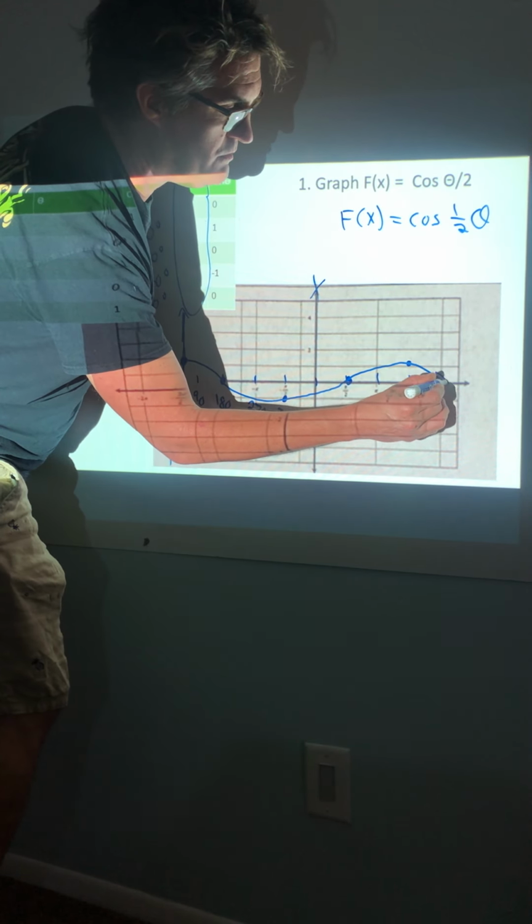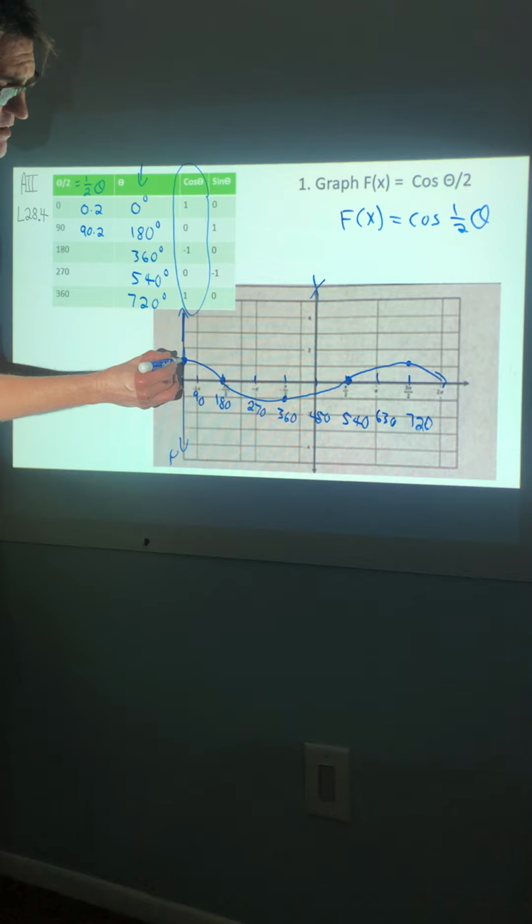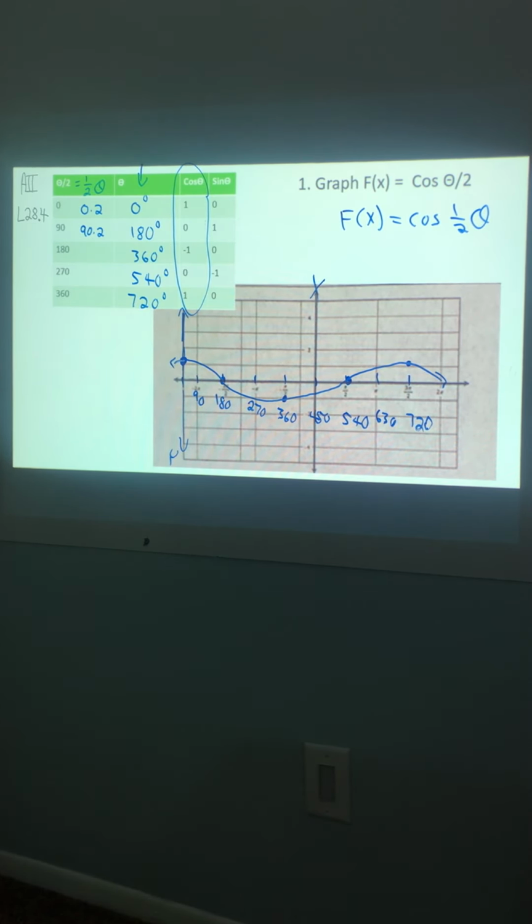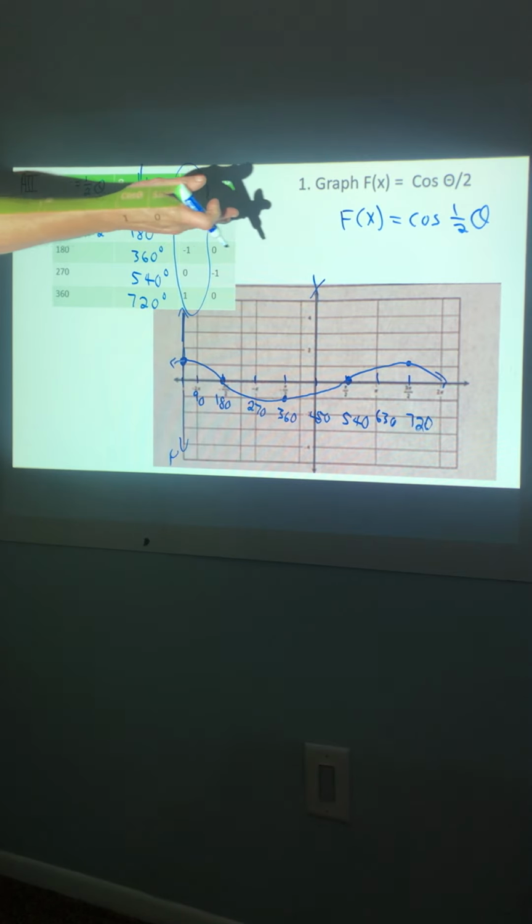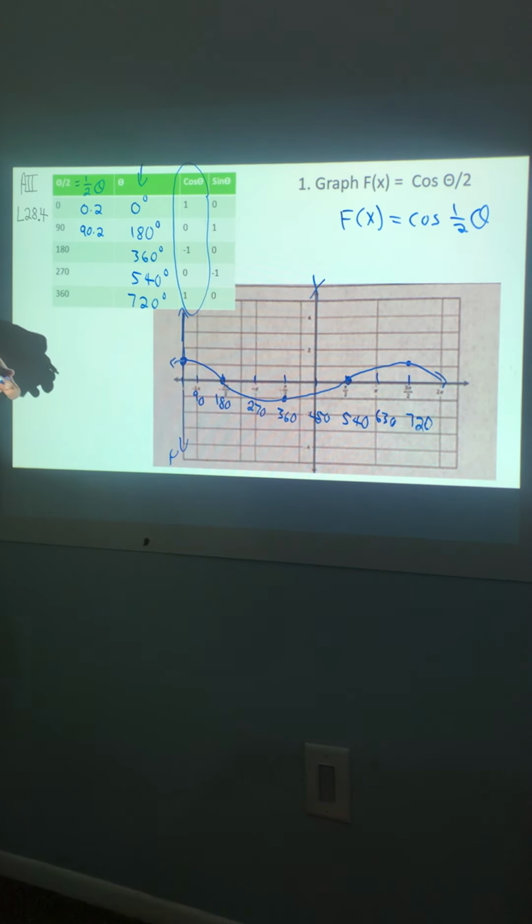Oh, what's that? You don't like my graph? Well, you know what? Fine. So you don't like my graph? Fine. Get on Desmos, put that app on your phone, and type in y equals cosine 1/2 theta, and you'll see it.